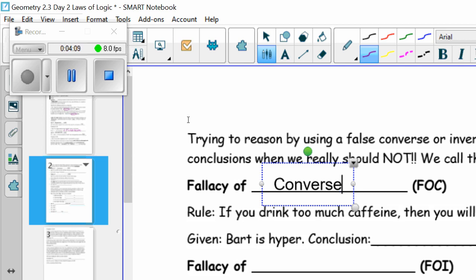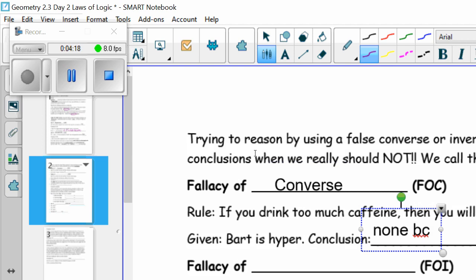The rule, if you drink too much caffeine, then you will be hyper. Given, Bart is hyper. Conclusion, we really cannot make a conclusion, because he could be hyper because he ate 10 candy bars. Lots of reasons that he could be hyper, not just because he drank too much caffeine.